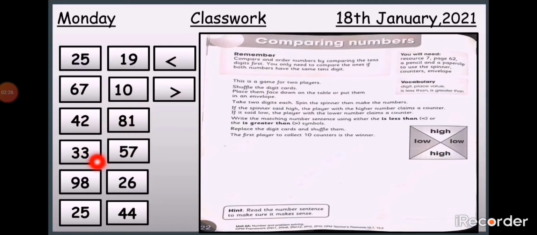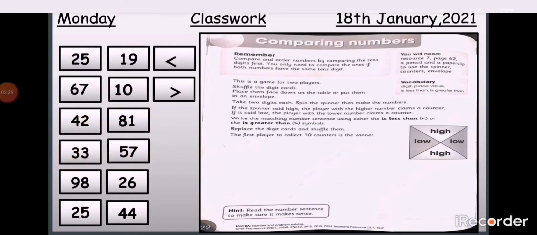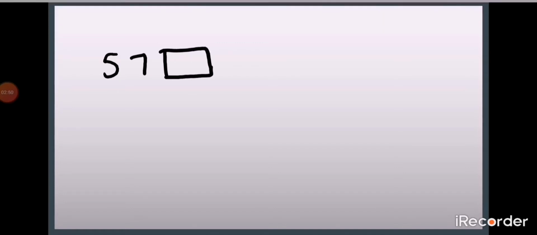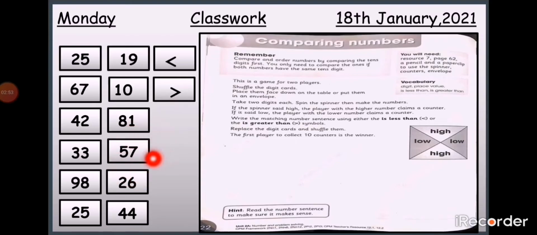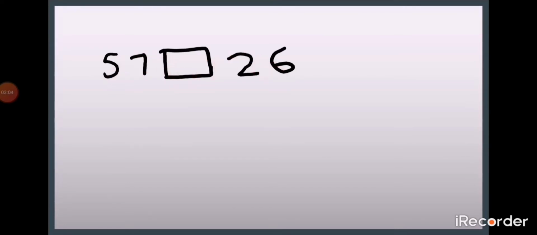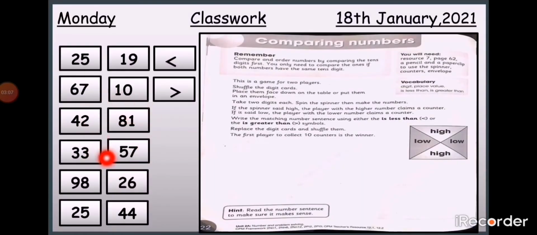So suppose I'm choosing one number from this number bank, and suppose I'm choosing 57. So I will write 57. Then I put a box. Then I will choose one more number here, and I am going to choose 26. Okay, so I'm making my number sentence. This is my number sentence: 57 box 26, and I have chosen these numbers from this number bank.